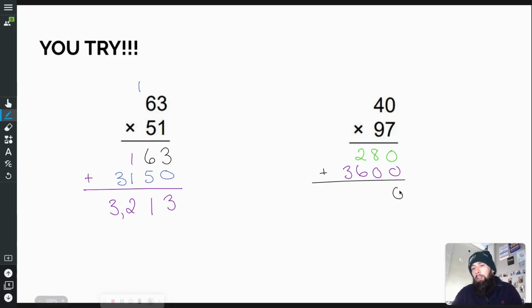0 plus 0 is 0. 8 plus 0 is 8. 2 plus 6 is 8. Nothing plus 3 is 3. 3,880. 2 more.